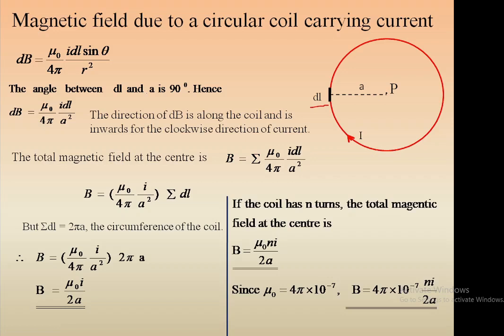If the coil has n number of turns, then each turn produces its own magnetic field at the center. So the total magnetic field at the center is mu 0 nI by 2a. So n times mu 0 I by 2a, that is mu 0 nI by 2a. Since mu 0 is equal to 4 pi into 10 raised to negative 7, we can also express B equal to 4 pi into 10 raised to negative 7 into nI by 2a.